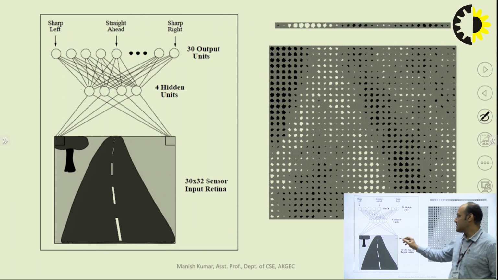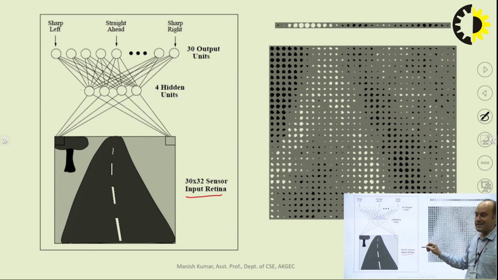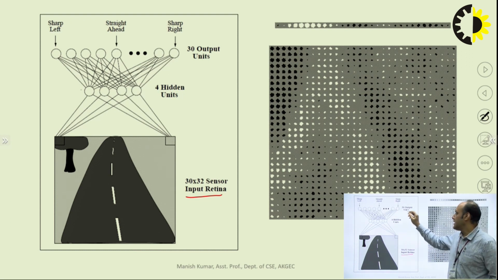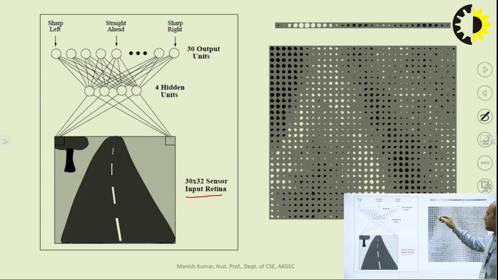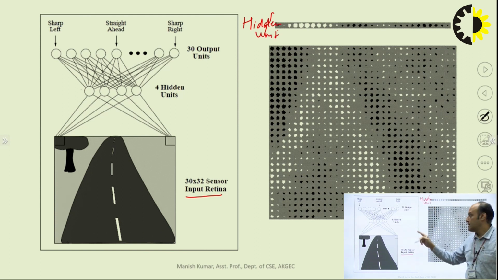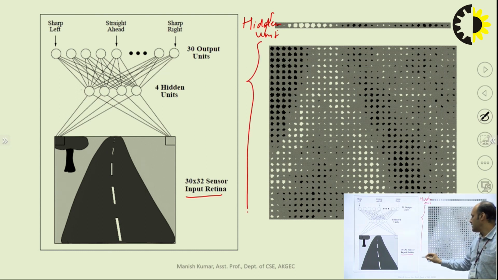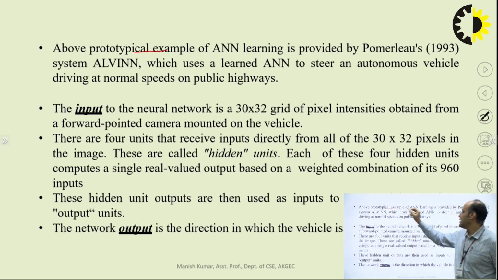See, a neural network is this. Here we are using a 30 by 32 sensor input retina. The camera is capturing the images, and in our neural network we have several units: input unit, hidden unit, and output unit. This can be viewed in a computer. These black and white dots you can see. This is my hidden unit. This is the hidden unit. This is how the implementation can be seen in a machine, in a computer.